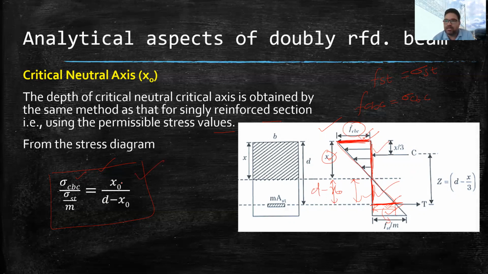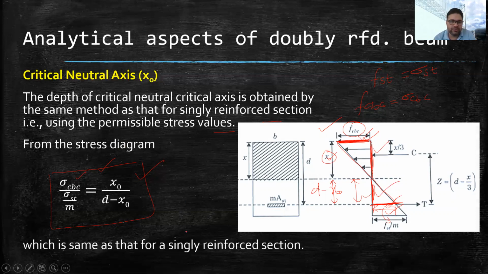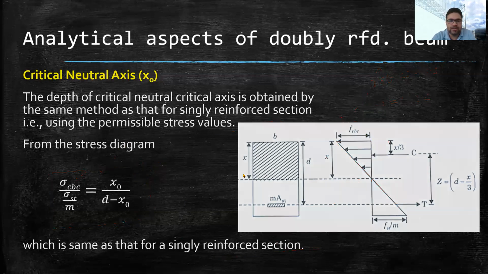The same formula I have already discussed in case of singly reinforced beam. If you have any doubt, or if you are not clear with this formula, you can refer to those lectures, because this is actually an extension of that part. As I have written here also, it is the same as that for singly reinforced beam. In the same manner we can calculate the x naught value for doubly reinforced beam also.